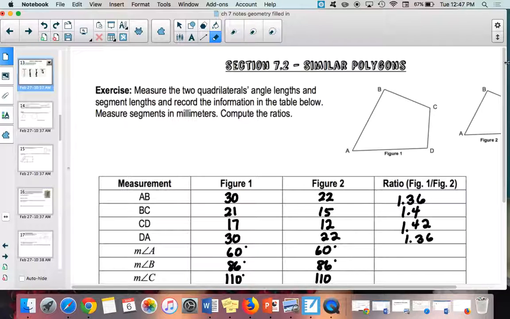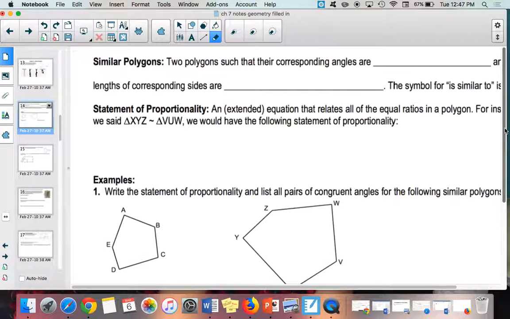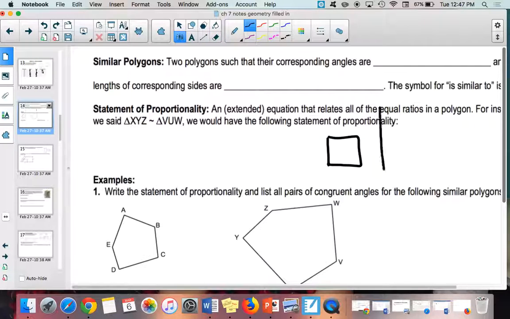Okay, I know they're not perfect. That's why I said the human eye can only be so good. But our sides are definitely in a proportion, right? They're in the same ratio. And our angles are exactly the same, right? Just because we made a figure smaller. Think about squares, right? If I have a big square and a small square, this angle is the same as this angle. It's not like the other one, like double or something, right? It doesn't make sense for that to happen.